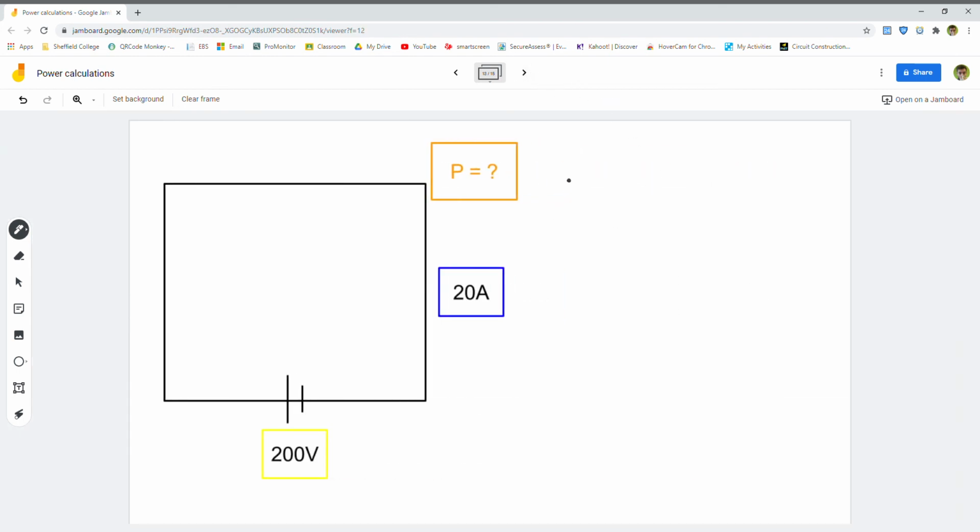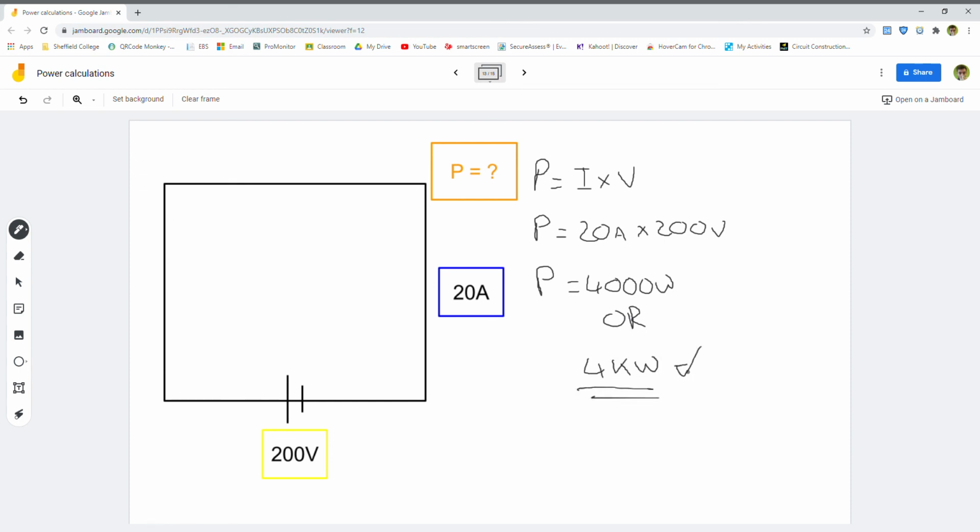The next equation then, so let's have a look at this one. So we've got P, and we've got I, and we've got voltage. So this is going to be P equals I times V, so the simplest one. P equals 20 amps times 200 volts. P equals 4000 watts, or 4 kilowatts. Okay, moving on to the next one.